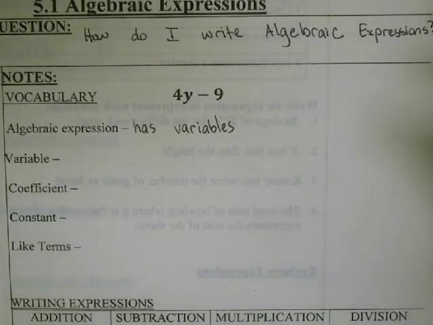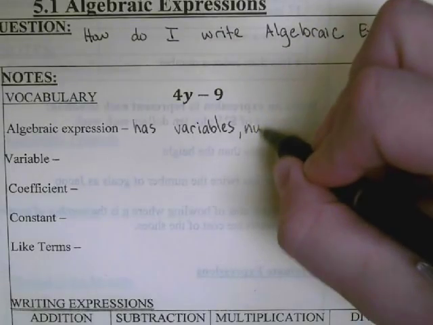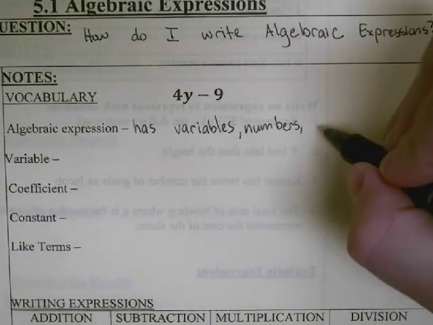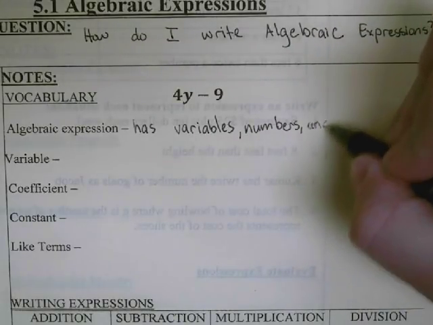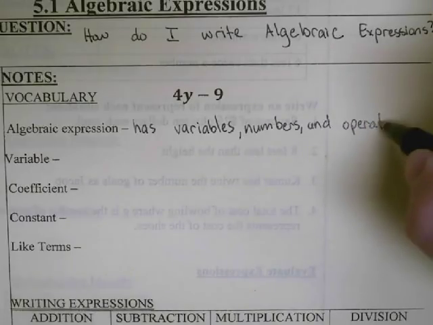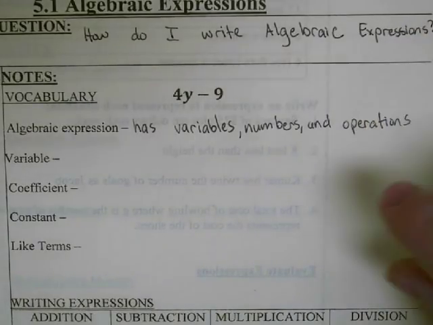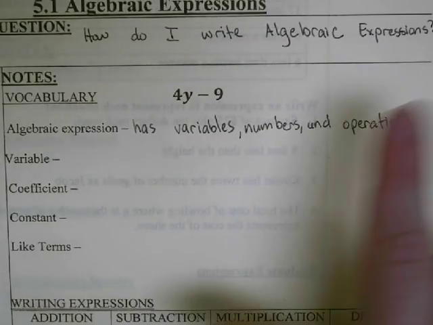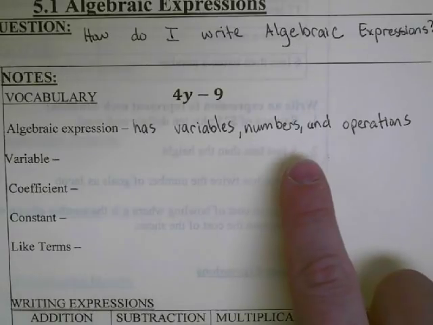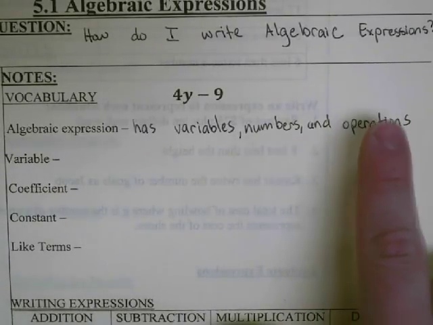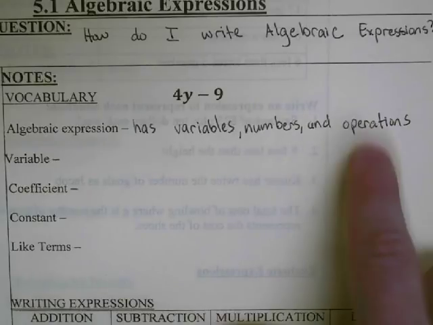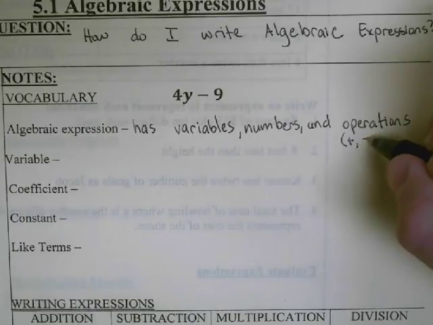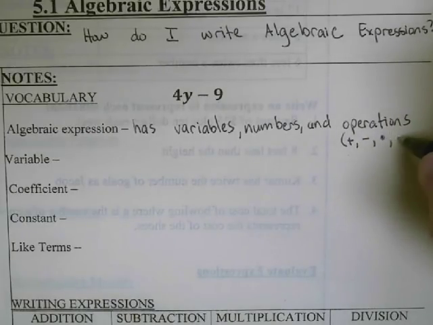So an algebraic expression has variables, numbers, and operations. We'll define variables soon. Numbers are numbers, 2, 4, -10, -3/4. Operations are when we're talking about addition, subtraction, multiplication, division. So operations is that idea of addition, subtraction, multiplication, and division.